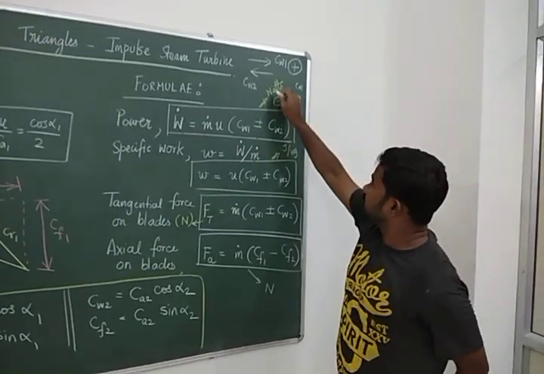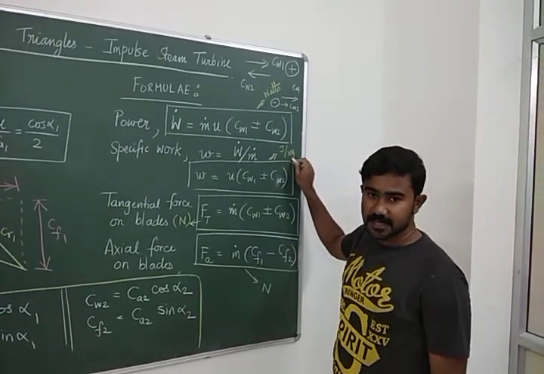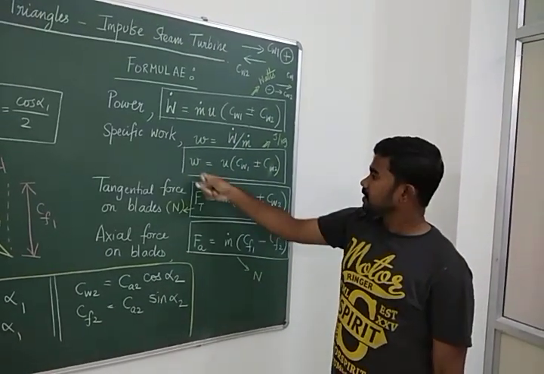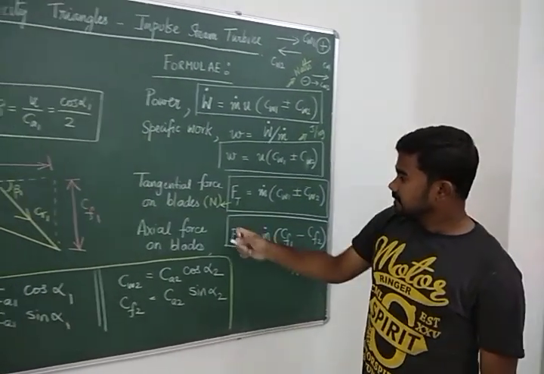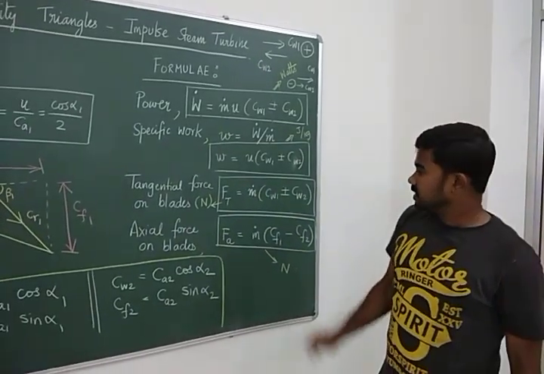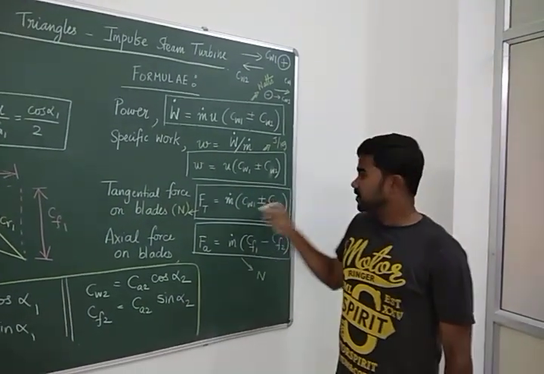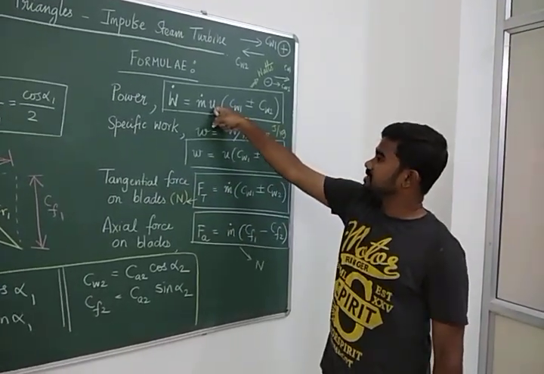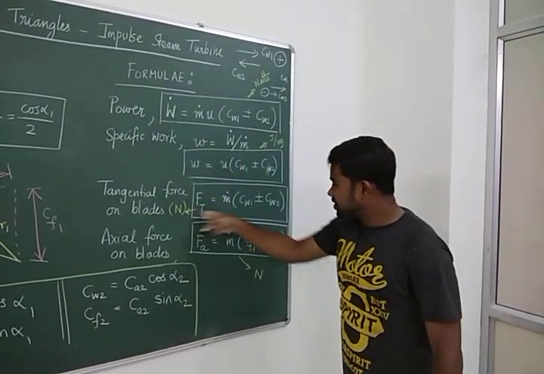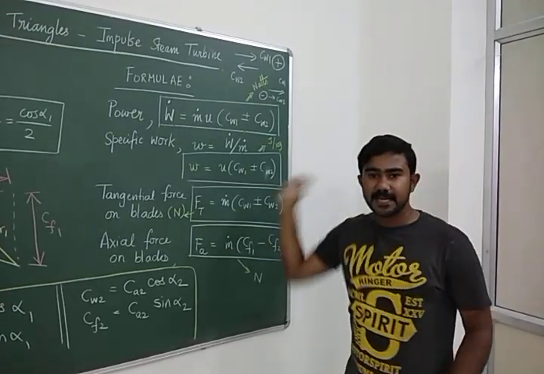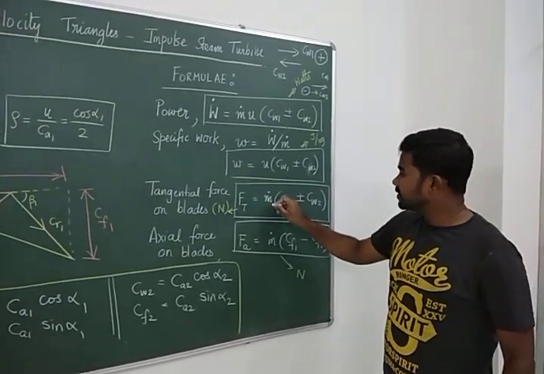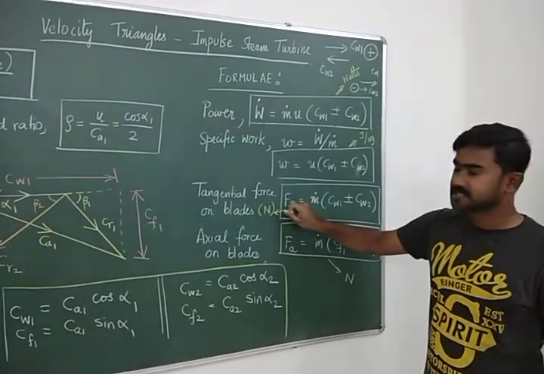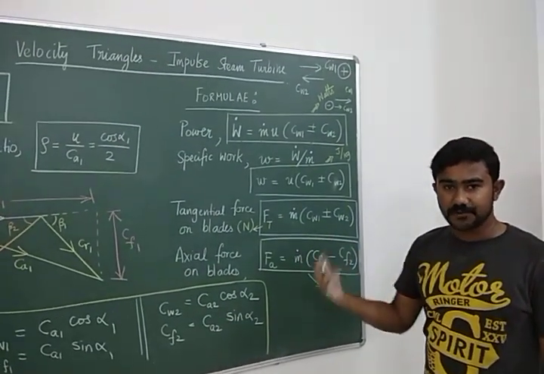Now, if I don't want the power in watt, I want it in joule per kilogram, then it is specific work. You just divide the power by mass flow rate. You get small w. Then, two force formulas are there. The change in whirl velocity will create a tangential force on the blades. This force multiplied by velocity is giving the power. So the tangential force is the force that is driving the blade to whirl. Its formula is just m dot into change in whirl velocity.